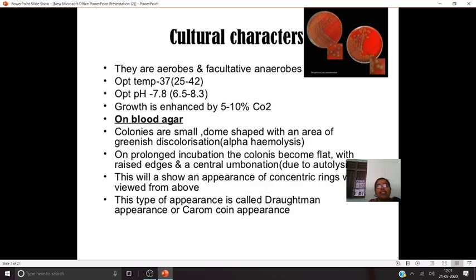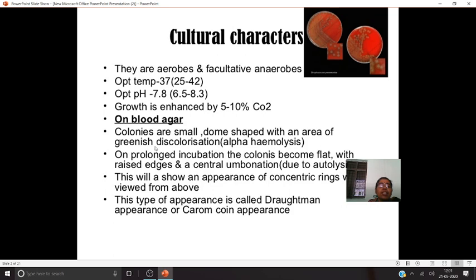Next, what are the cultural characteristics? They are aerobic and facultative anaerobic, meaning they can live with or without oxygen, but most commonly aerobic. Their optimum temperature is 37 degrees centigrade, approximately 25 to 42. The optimum pH is 7.8, approximately 6.5 to 8.3. The growth is enhanced by 5 to 10% carbon dioxide.